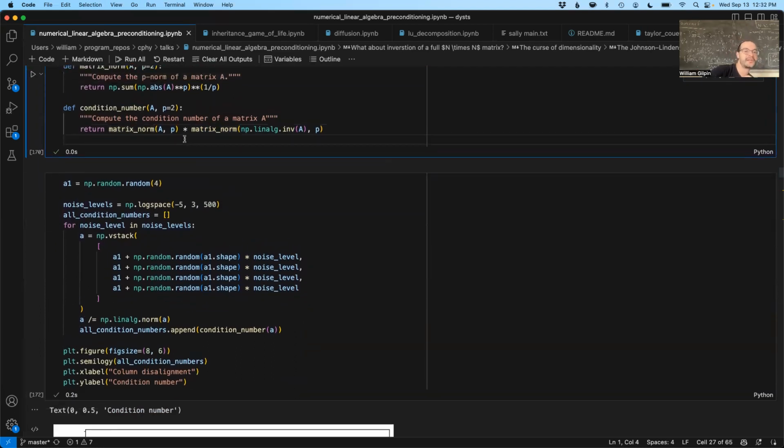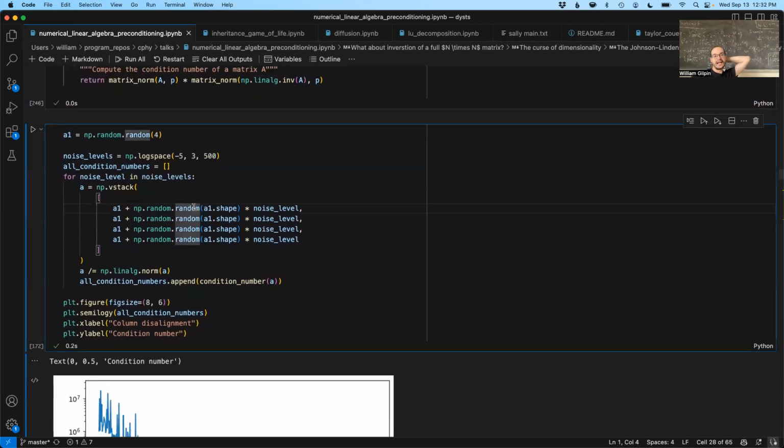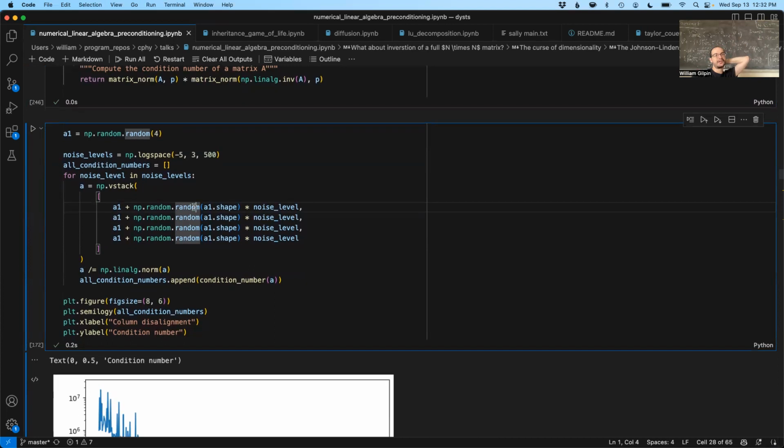The reason that the condition number is a useful quantity is that it basically ends up being a measure of how close the columns of a matrix are to being parallel to each other. So in this example, I'm going to build a four-dimensional vector, just a random four-dimensional vector where all the elements are probably non-zero. And I'm going to build a 4x4 matrix out of that vector where every column is that vector plus a random number, and I'm going to vary the amplitude of that random number.